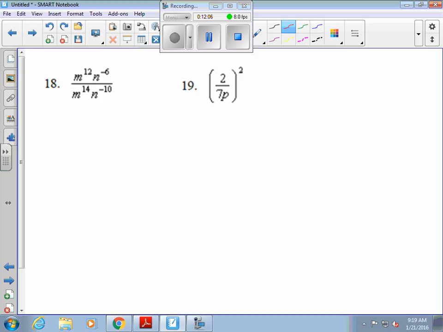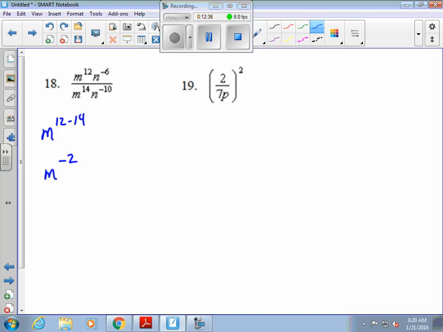Number 18, m to the 12th, n to the negative 6 over m to the 14th, n to the negative 10th. Okay, so be careful once you start having negative exponents with this because you might forget that a minus and a negative number tells you to add it. So in this case, your m's, they're the same. M to the 12th minus 14. We know, again, if we subtracted them, we would get the number 2, and it'll be at the bottom since 14 is bigger. But just for the sake of this, we'll get m to the negative 2 to where we don't make a mistake with those negatives in a second.